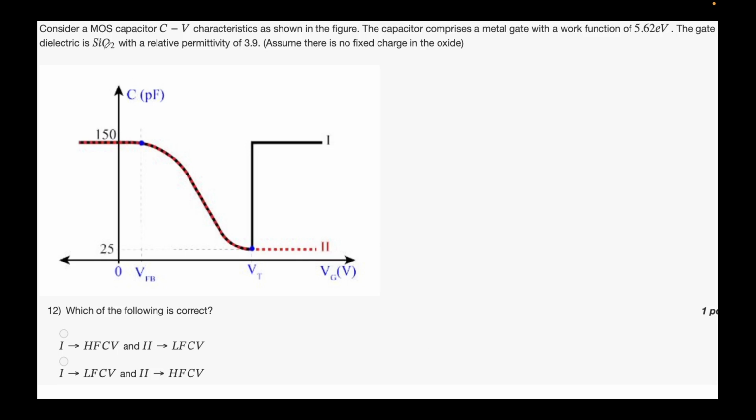Okay, question says that consider a MOS capacitor CV characteristics as shown in the figure. So you have it here. The capacitor comprises of a metal gate with a work function of 5.62 eV. The gate dielectric is SiO2 with relative permittivity of 3.9. Assume there is no fixed charge in the oxide. So again, the question is silent about whether it's ideal or not, but it gives sufficient hints. So no fixed charge in the oxide means it's a good insulator. We are talking about SiO2, so we assume there are no traps, no fixed charges, no anything. We'll assume that it's an ideal MOS capacitor.